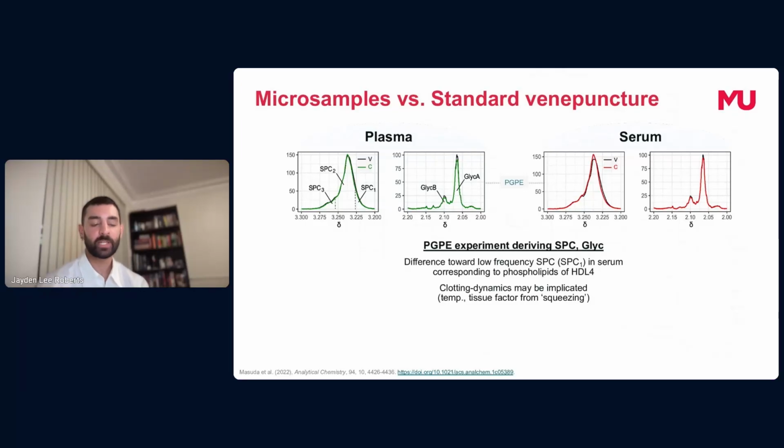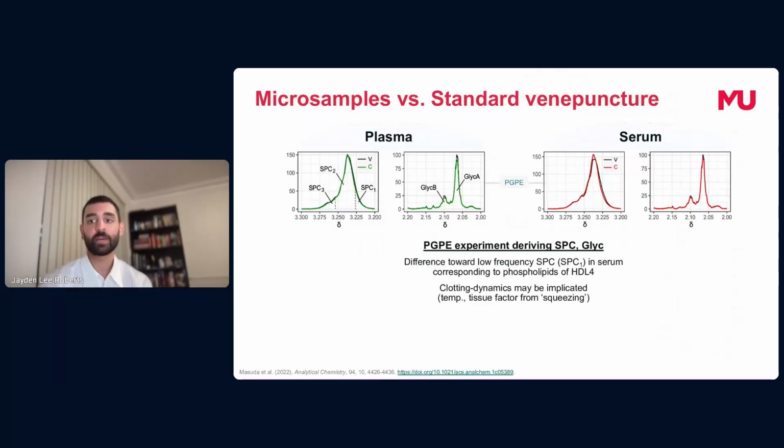And what we likely postulated this down to was that there were differences in clotting dynamics from the serum sample collection compared to plasma. And there are also implications for the equivalence between venous and capillary blood due to the temperature that clotting occurs at, and also potential dilution from the introduction of tissue factor when squeezing, let's say if you're collecting your fingerstick sample.